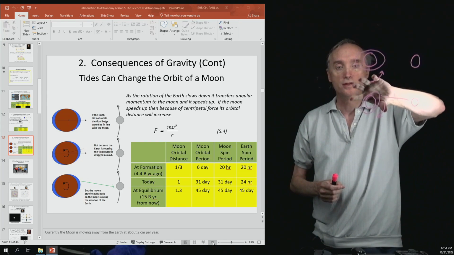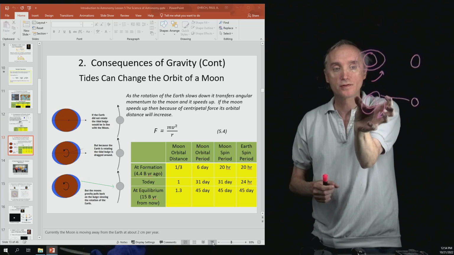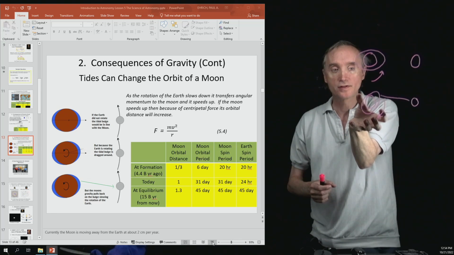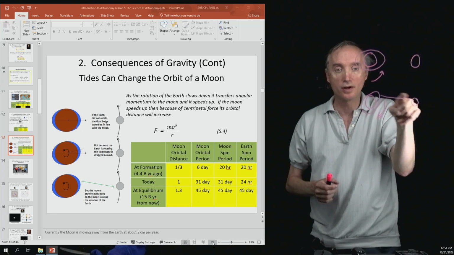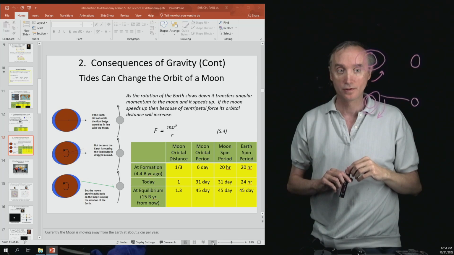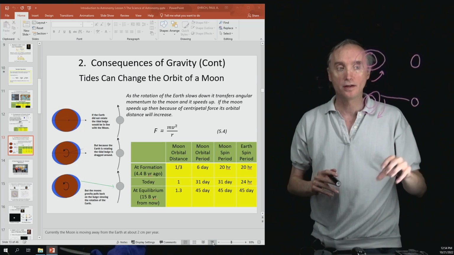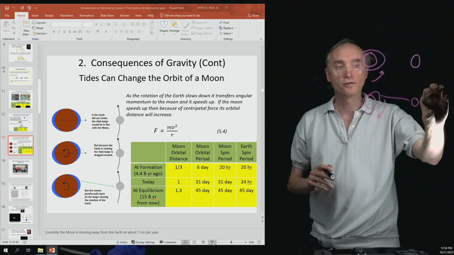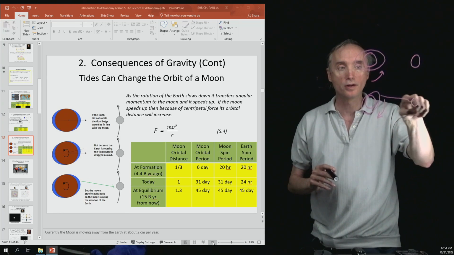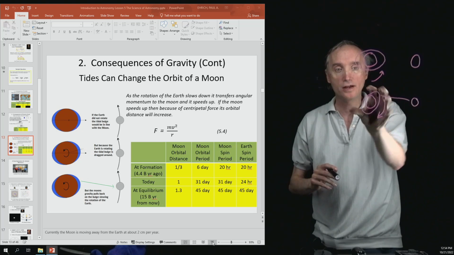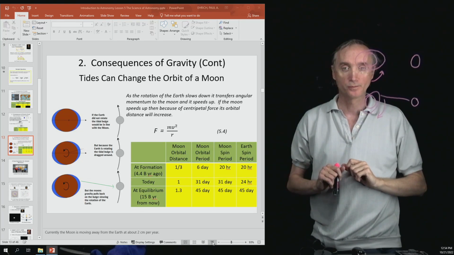Okay, but you can't get something for nothing. So if something here is getting smaller, then something over here has to get larger, and it turns out to be the distance. So in order to compensate, the moon is going to move further away, so that the r gets bigger as the rotational speed gets smaller.